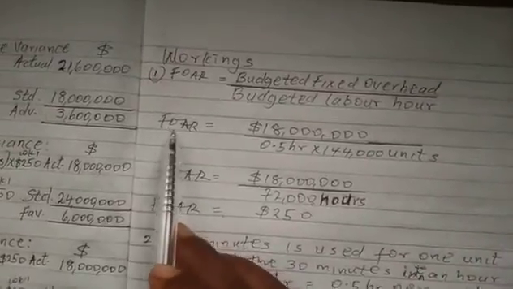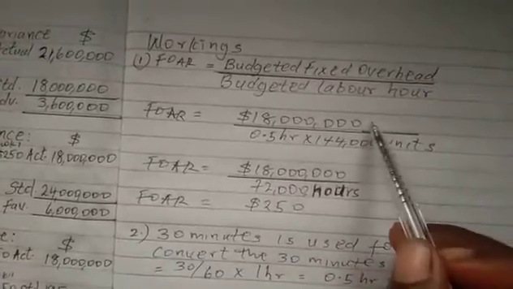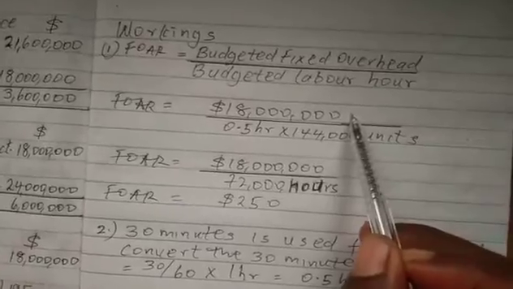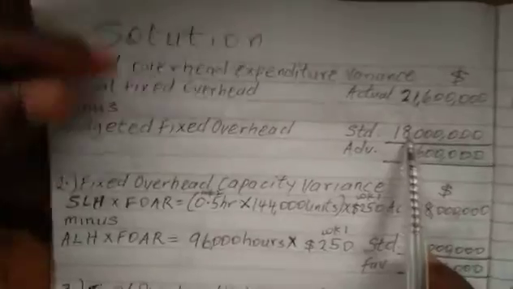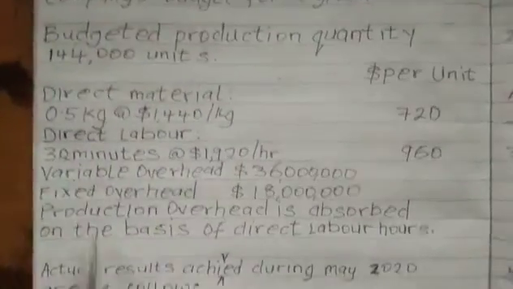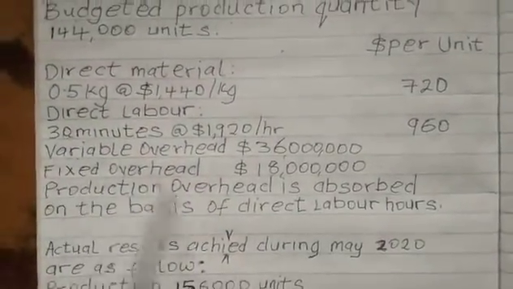That is, fixed overhead absorption rate is equal to budgeted fixed overhead divided by budgeted labor hour. What's the budgeted fixed overhead? We pick it from the question.